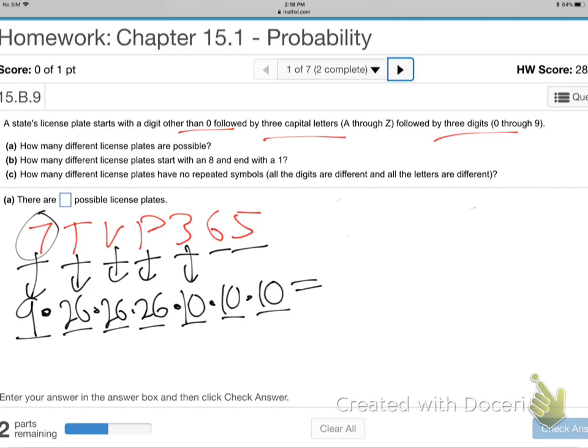Did you use your calculator? I did not bring mine. I should have. Multiply those all together, and we'll get an answer. Here, I'm going to go grab my calculator. You want to start on part B? How many license plates start with an 8 and end with a 1?